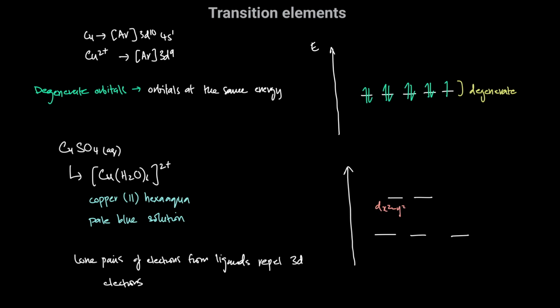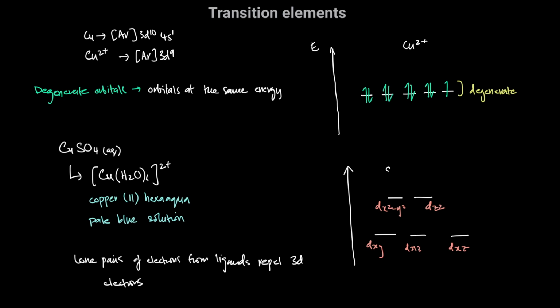The dx squared minus y squared and dz squared orbitals are repelled more than the orbitals between the axes. So the dxy, the dxz, and the dyz remain at a relatively lower energy. So over here, I can say that these are my degenerate 3d orbitals in a copper 2 plus ion.